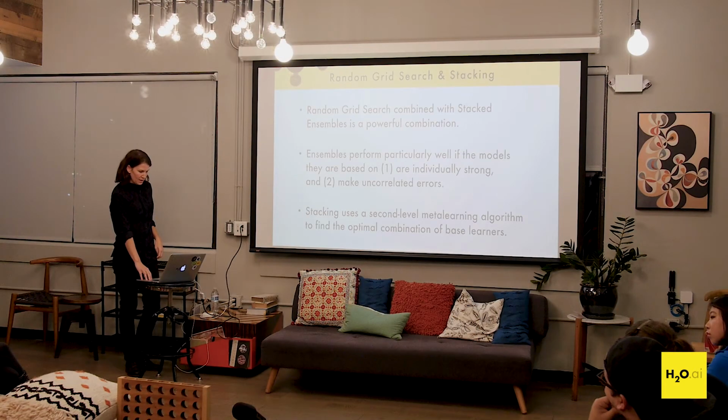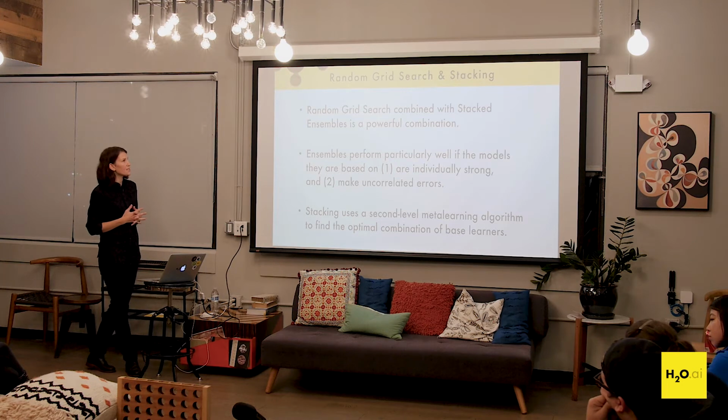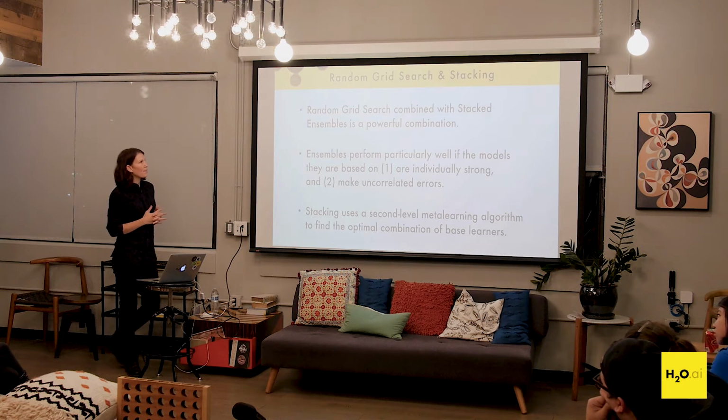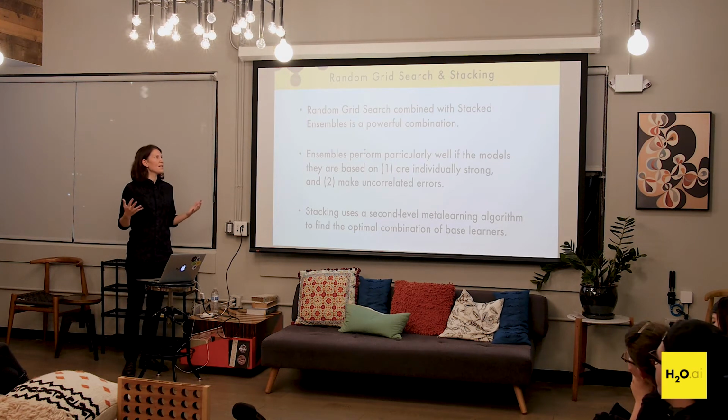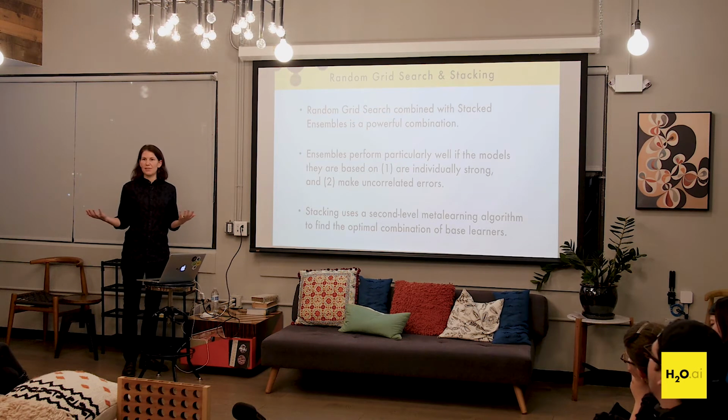So we have random grid search. You can apply that to any model. And we also have what are called stacked ensembles, or stacking, or super learning. So why do we do these two things together? Well, stacked ensembles do well if they have diverse sets of models.